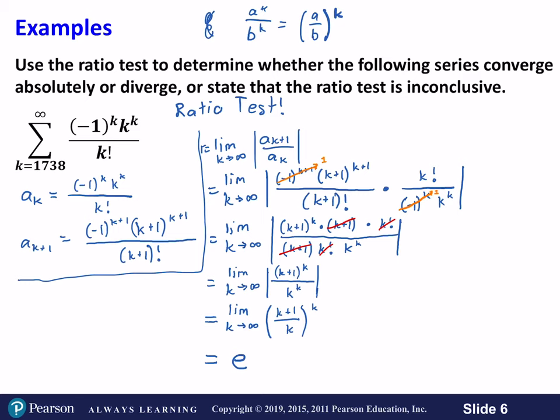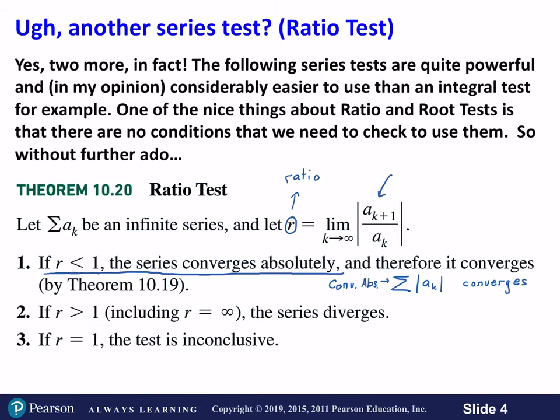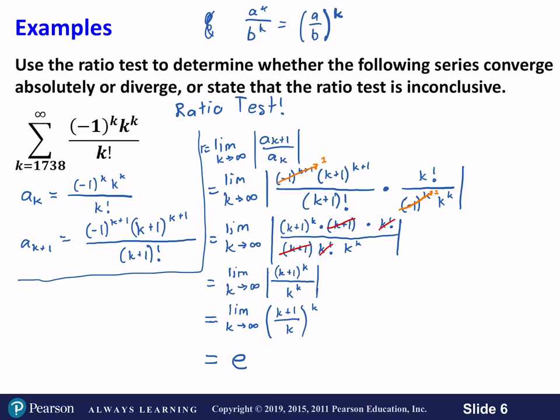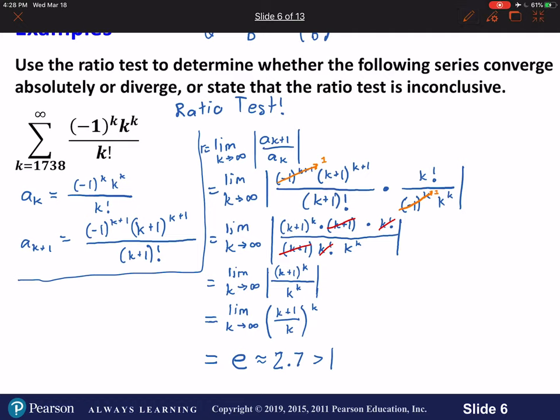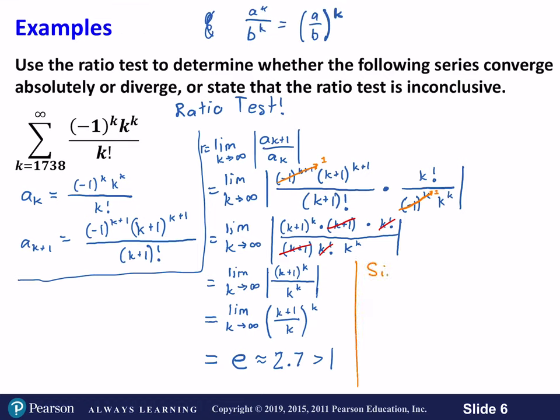What is our conclusion then? Let's look back at the ratio test. It says if r is less than 1, the series converges absolutely, but if r is greater than 1, then the series diverges. e is approximately 2.7, which is greater than 1, so this will diverge. So let's write this down. Since r equals e, which is greater than 1, the series sum from k equals 1738 to infinity of (-1)^k times k^k over k factorial diverges by the ratio test.